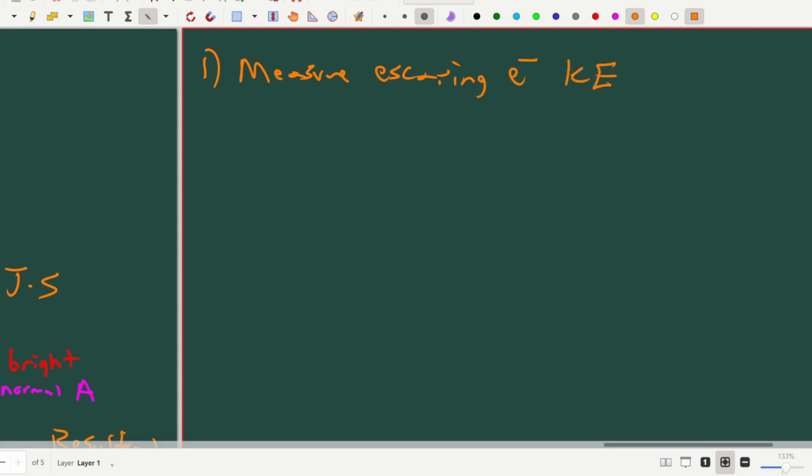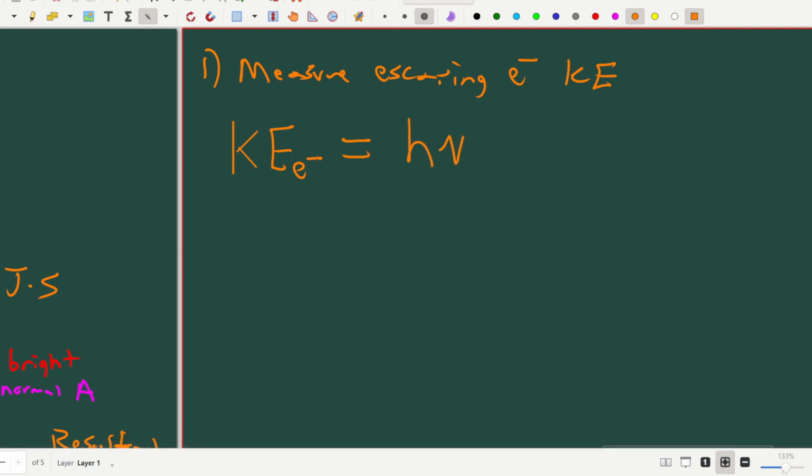Okay, and what he says is that the kinetic energy of the escaping electron is equal to this h nu, right? This is the energy of light. This is what Planck says. It's the packet, minus this function called the work function.